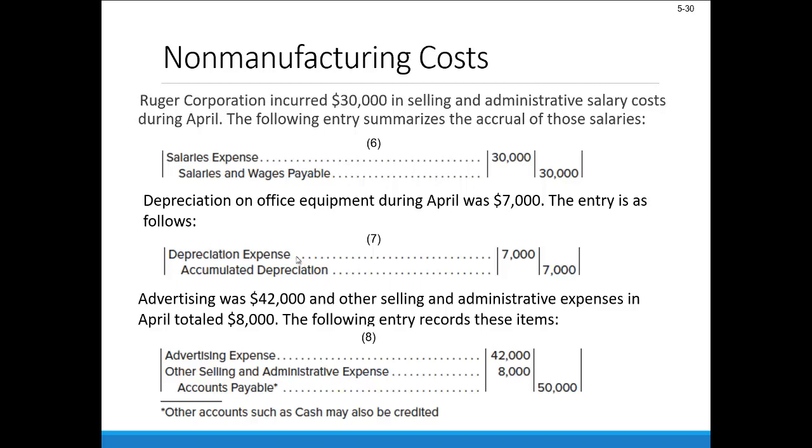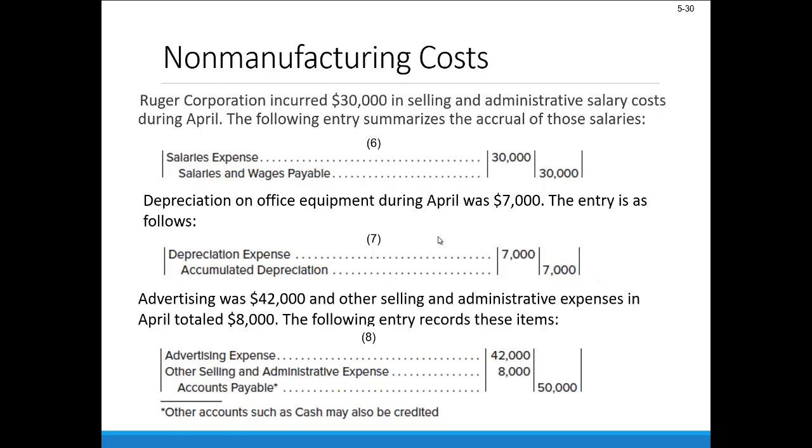Second up here, depreciation on office equipment during April was $7,000. That entry would be a debit to depreciation expense for $7,000 and a credit to accumulated depreciation, that weird contra asset account from accounting principles, right, for the same $7,000.